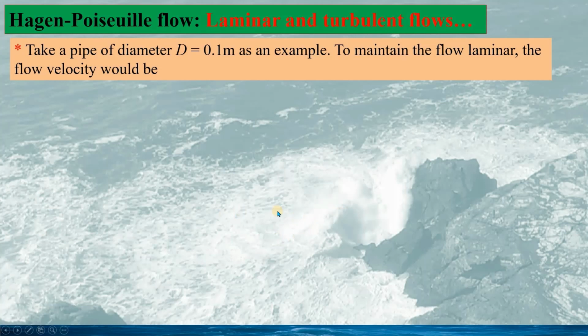So in the last slide, I gave you some values for the laminar flow and the turbulent flow. Now take a pipe of diameter 0.1 meter as an example. To maintain the laminar flow, the average velocity U bar would be smaller than 2,300 divided by this value. So the velocity would be very small, 0.023 meters per second. This is a very small speed of the flow.